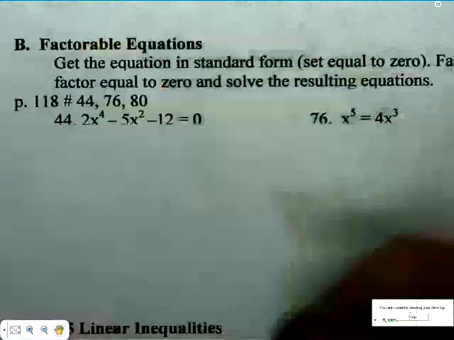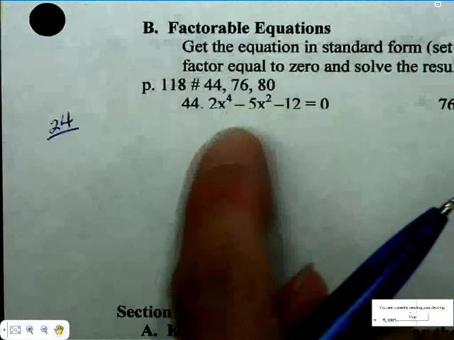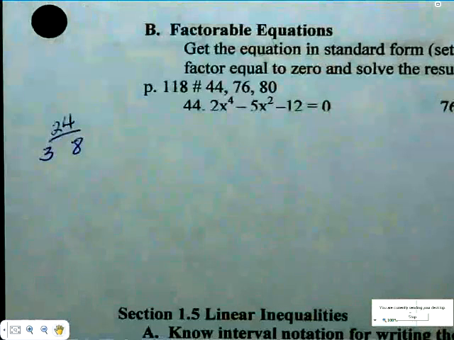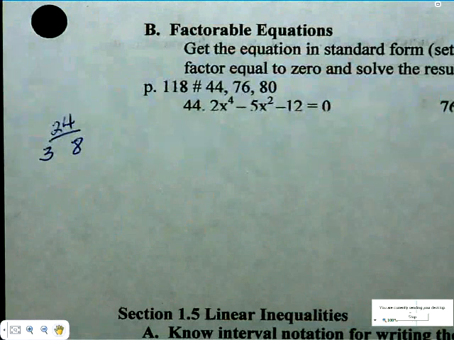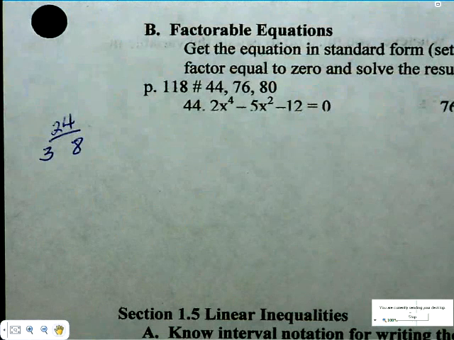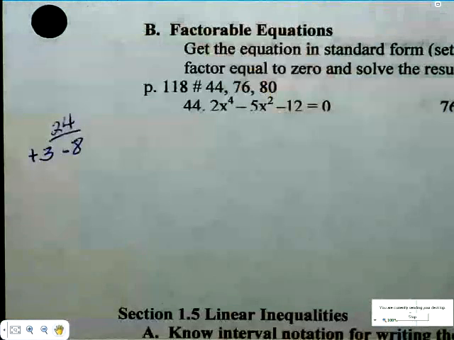Factors of 24 that have a difference of 5, can you think of them? 8 and 3, 3 and 8, doesn't matter which order you write those in. It matters that you get the signs correct. In order to get a negative 5, what do those signs have to be? A negative 8 and a positive 3. That's right. And what do you do with that negative 8 and positive 3?